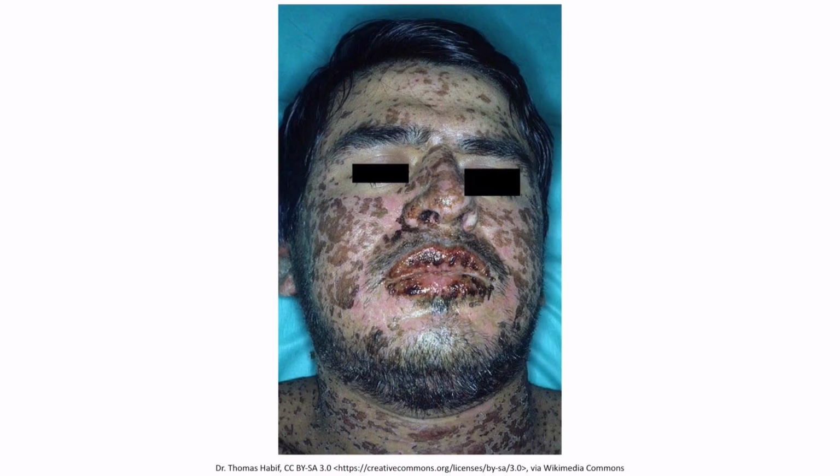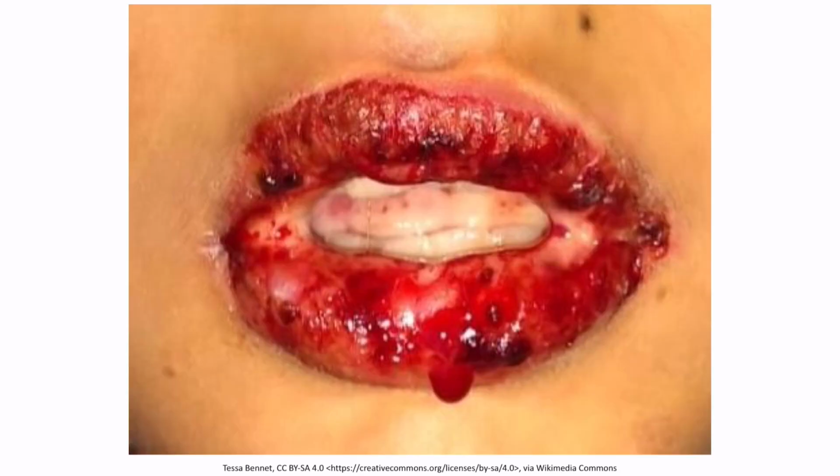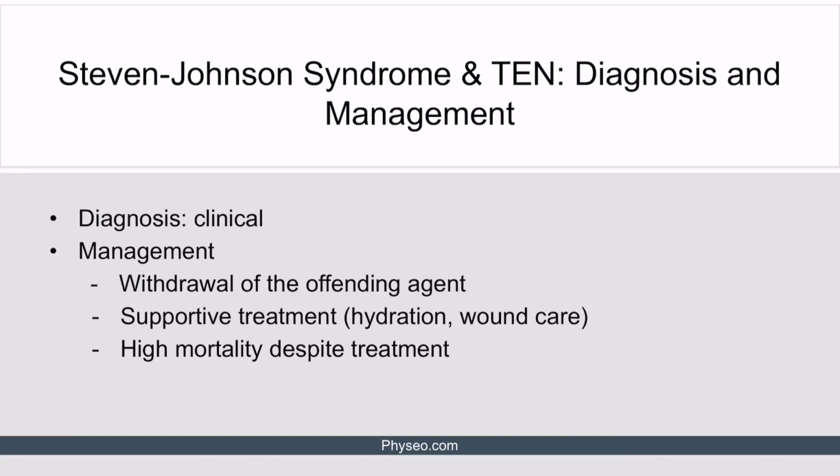Here's an image showing a patient with SJS. We can see widespread involvement of skin with epidermal sloughing and blisters. Here's another image showing a patient with toxic epidermal necrolysis. Notice the extensive skin desquamation. This image is showing oral blisters in a patient with Stevens-Johnson syndrome.